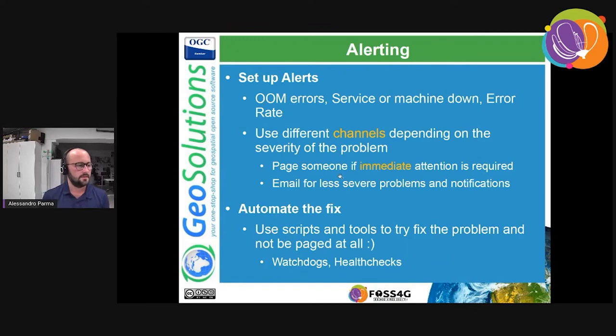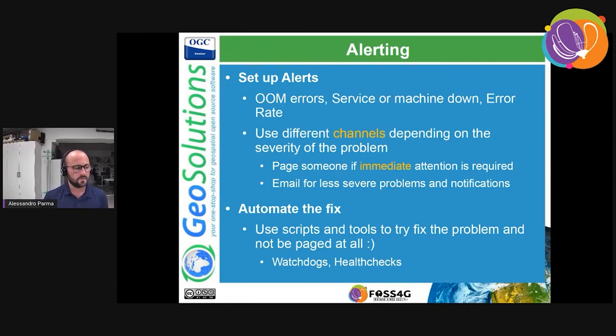And finally, alerting. Remember to set up alerts for your servers, for your services. So you're checking the services being up and down. You're checking for errors, error rates, out of memory errors, and so on. Remember to use different channels depending on the severity of the problem. So if it's a problem that needs immediate attention, then you should consider paging someone. If it's a less severe problem, maybe you can just send out an email and avoid waking someone in the middle of the night. That would be nice.